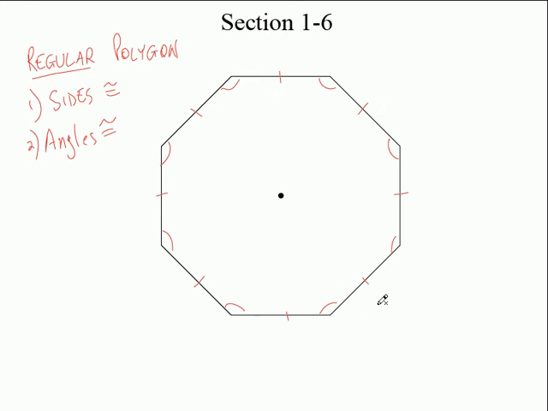But all the angles have to be equal and all the sides have to be equal. That's a regular polygon. Again, we're going to do a lot with that today. Right now, all we're doing is just learning what that thing is.